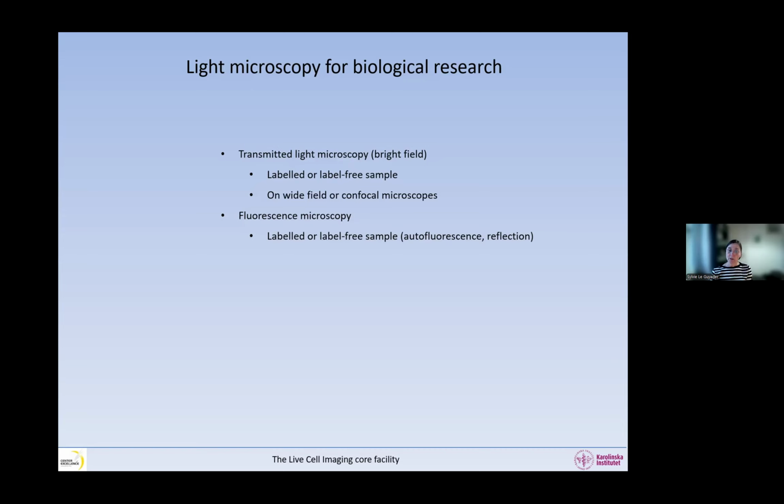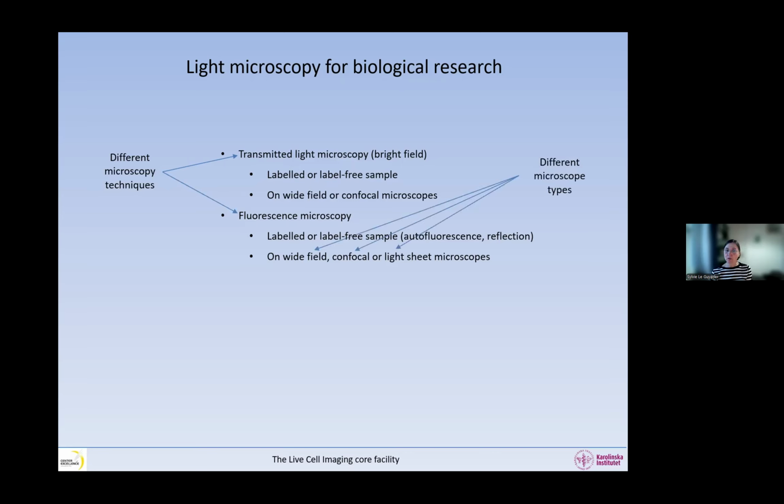Transmitted light microscopy can be done on wide field systems and on confocal microscopes. Fluorescence microscopy can also be done on wide field systems, confocal microscopes, and also light sheet microscopes. Light sheet microscopes do not have any transmitted light imaging. So transmitted versus fluorescent, these are different microscopy techniques. Wide field, confocal, light sheet, these are different types of microscope. And on top of that, we have different architectures. A microscope can be inverted, upright, or flat. I will show some examples. These are different types of architectures.